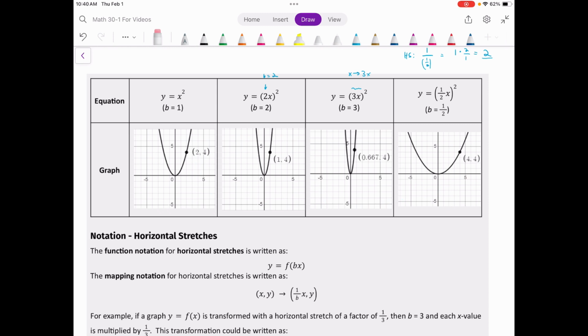And again, you can look at any point on here and you will see that. The point that used to be at 1, 1, look where it is now. On this graph, it's at 2, 1. Each x value has just been multiplied by, in this case, 2. In all cases, each x value got multiplied by 1/the b value.